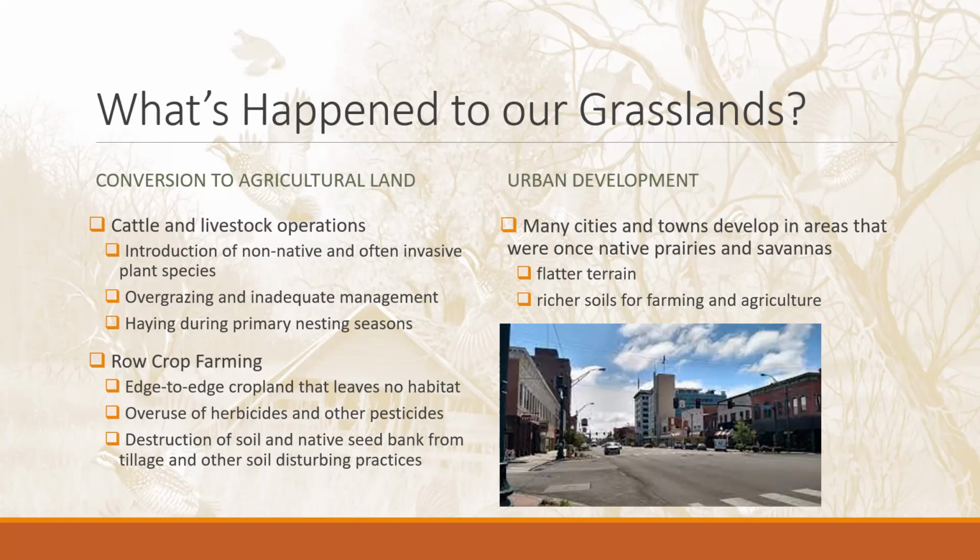The overuse and misuse of herbicides and other pesticides have also led to the decline of many native insects and pollinator species. It has also led to a growing number of herbicide-resistant plant species that are non-native and often invasive. Soil-disturbing practices such as tilling have damaged our soil and destroyed the native seed bank. And as we mentioned before, many of our urban and agricultural areas were developed on grasslands due to their flat terrain, good topsoil, and access to resources. For example, the city of Fort Smith is built on what used to be tall grass prairie in the Arkansas River Valley Plains.